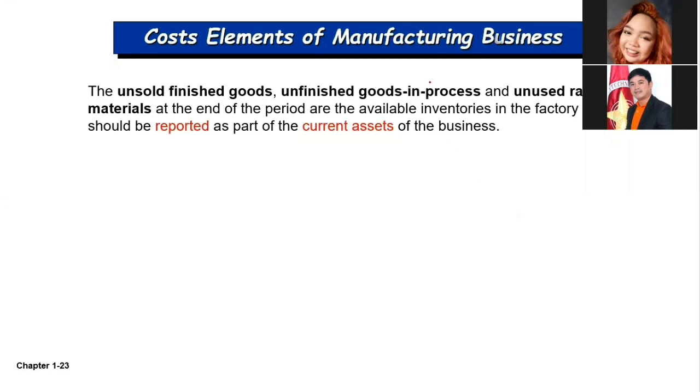Also, unfinished goods in process, yung mga work in process natin. And unused raw materials, because the used raw materials ay nasa part na siya ng goods in process kung hindi pa completed yung ating products. So pag tinanong tayo ng total amount of inventory under the manufacturing businesses, tatlo po yung total natin. The finished goods unsold, the work in process, and then the unused raw materials.